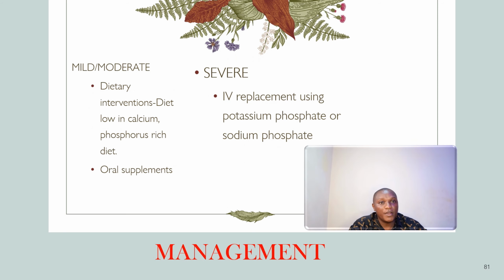The management of hypophosphatemia, if it is mild to moderate, just do dietary interventions, diet low in calcium, and phosphorus-rich diet. You can also give oral supplements of phosphorus. In severe cases, IV replacement using potassium phosphate or sodium phosphate.